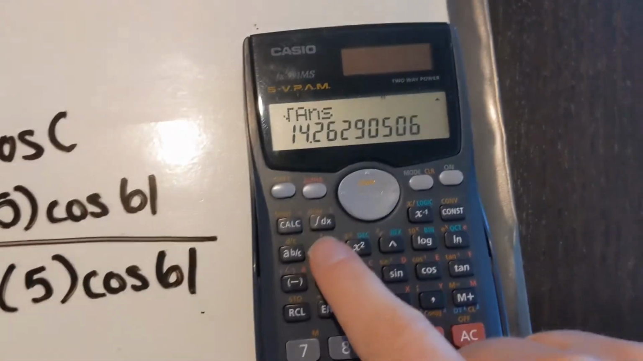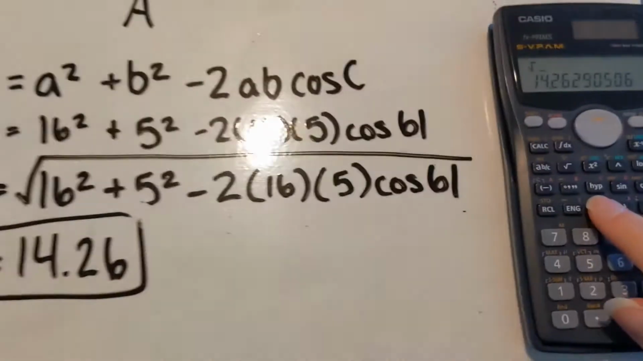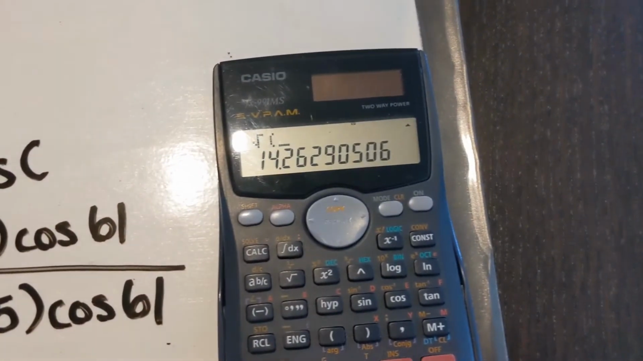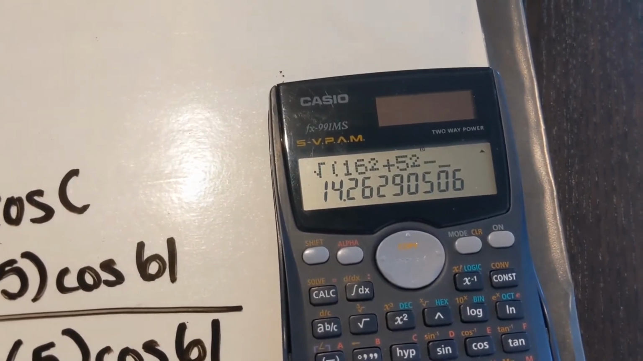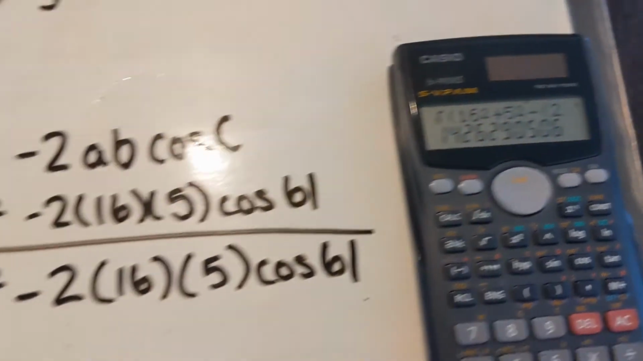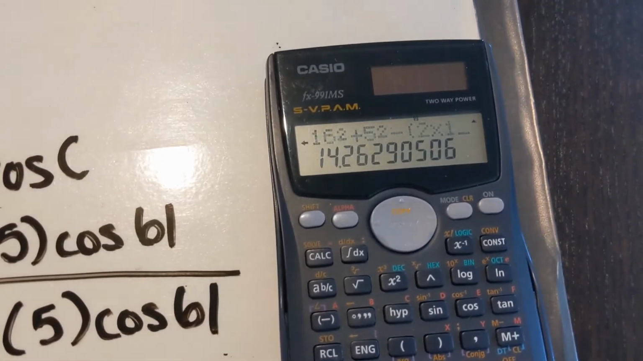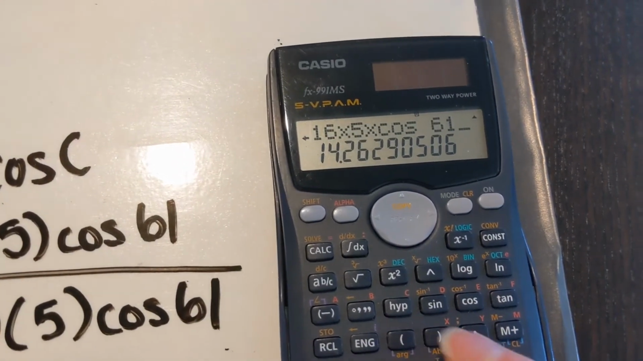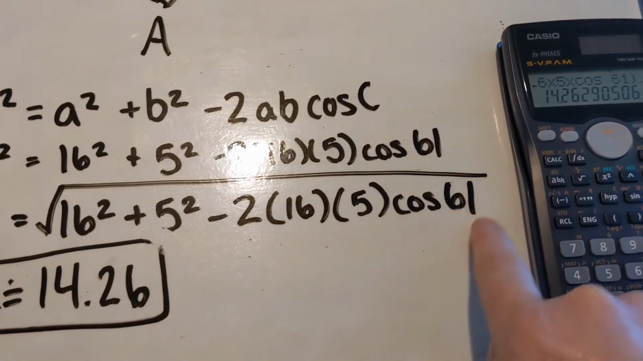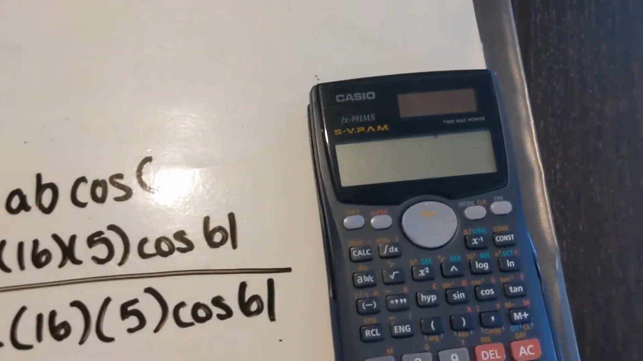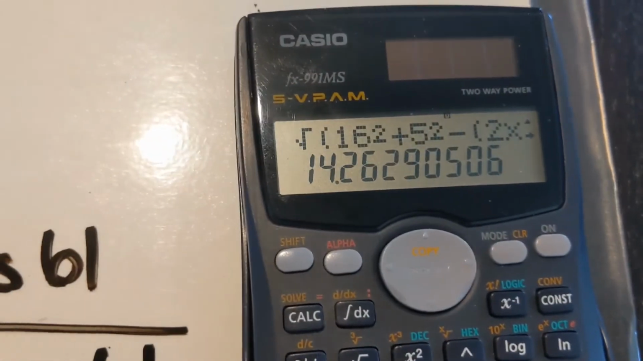You can also, like I said, go square root and then put all of that stuff in brackets. So bracket 16 squared plus 5 squared minus, and then I'm going to double bracket just to be 100% sure, 2 times 16 times 5 times cos 61. Close the bracket around this stuff, and then close the bracket that was around everything under the square root sign. And I get the same answer.